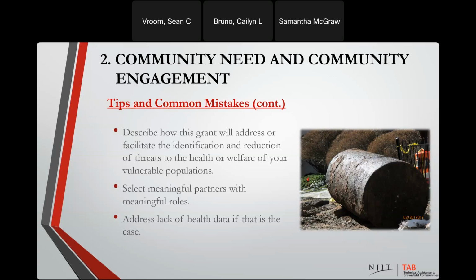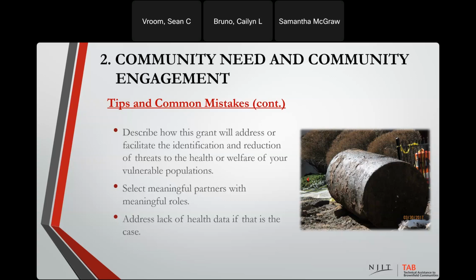You want to select meaningful partners with meaningful roles, as far as who you identify as your partners and stakeholders. You want people that can make decisions. You want people that can help promote the project and help garner support for the project. It's really quality over quantity here. You don't want to just list a bunch of people or organizations because you think it's going to look good on your application. It needs to be meaningful, that they're going to have a key role in this process.